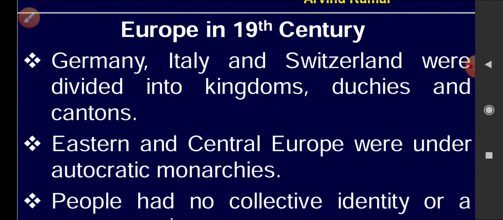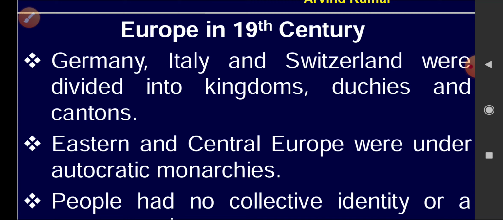Coming to the next slide of this chapter, as you all know, Napoleon Bonaparte remained in power till 1815, because in the Battle of Waterloo he was defeated by the allied forces and sent into exile on St. Helena Island, where he died in 1821 after a few years.